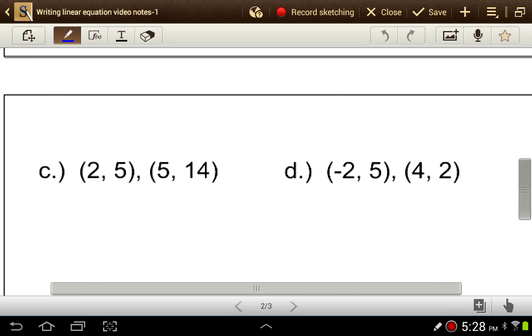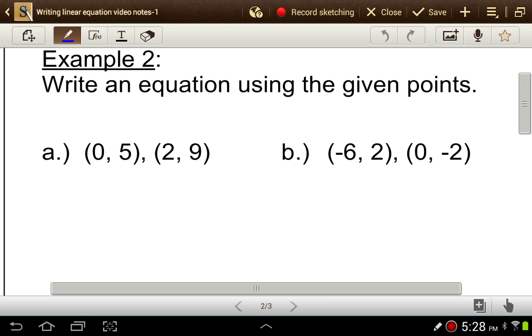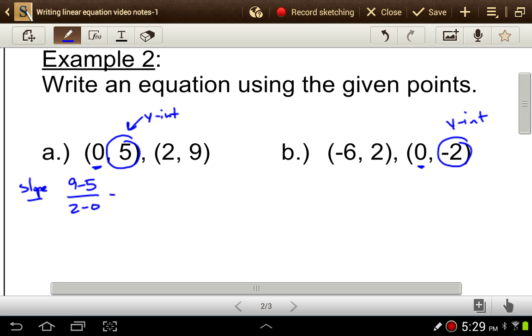In example 2, we're going to write an equation using the given points. So we're going to write an equation of the line that goes through those points. I've given you the y-intercept in both of these because when x is equal to 0, this number here represents the y-intercept. So all I need to find now is the slope. The slope is the change in y's over the change in x's. So for the first one, we do 9 minus 5 over 2 minus 0. This is going to tell me how to find the slope. So that's going to be 4 over 2, which reduces to 2. So I have my slope and I have my y-intercept when x is equal to 0. So y equals 2x plus 5.